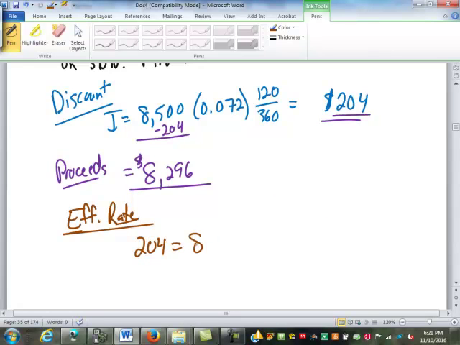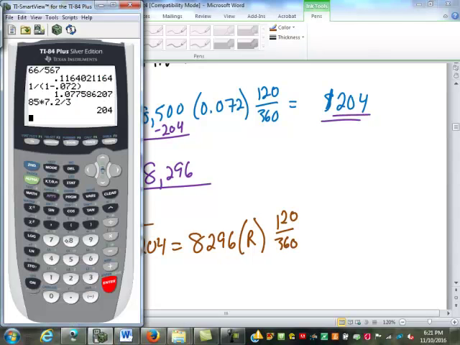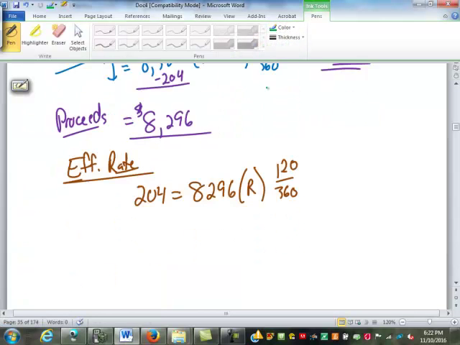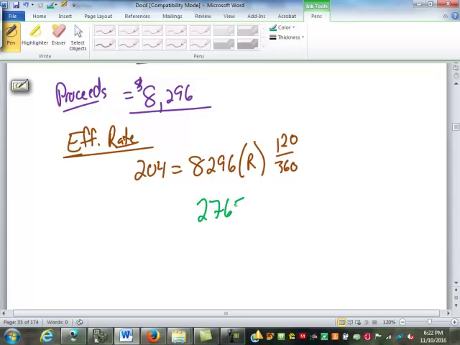$204 is 8,296 times R times 120 over 360. So we start out combining 8,296 times 120 divided by 360. So we're going to get that continuing decimal again, so I'm going to keep that in the calculator. 2765.33333.